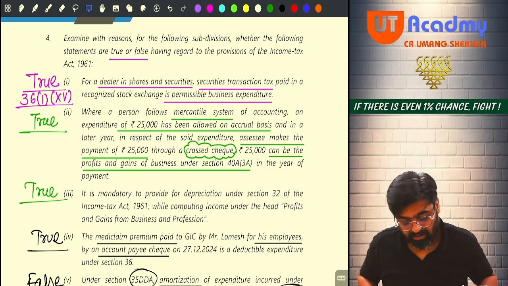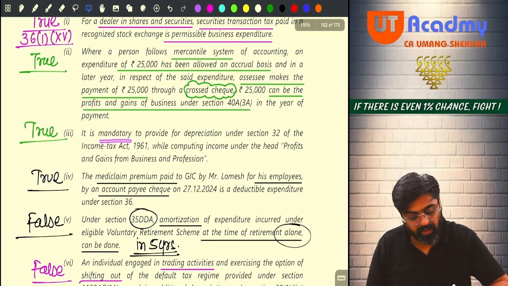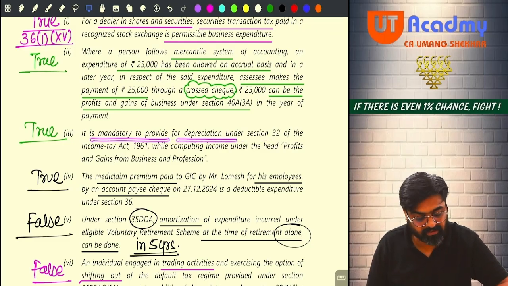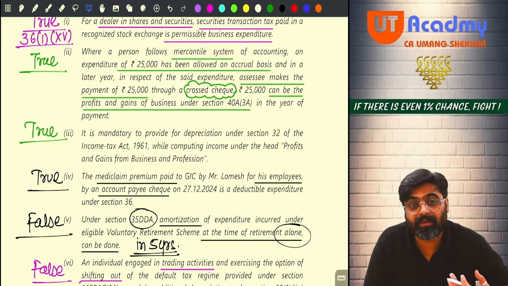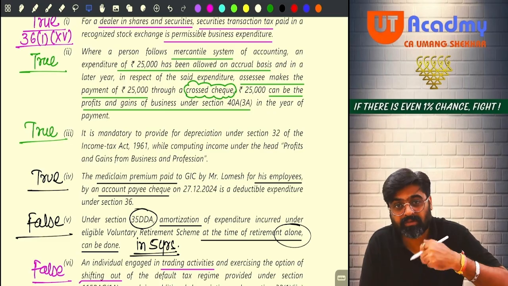Correct? No? Next one. Is it mandatory to provide for depreciation under section 32? Sorry, it is mandatory to provide for depreciation under section 32 while computing the income under PGBP. This is also absolutely true. You remember I told you, ask someone whether they know this logic or not. Why is the depreciation claim mandatory? Any asset purchased for the purpose of business or profession, its entire cost will be allowed as a deduction out of that business income for which the asset is used.